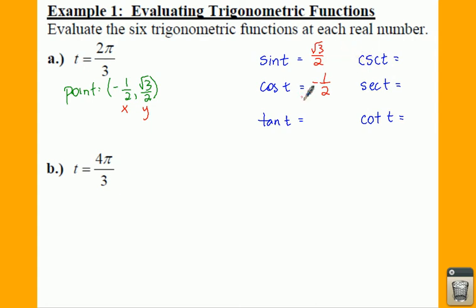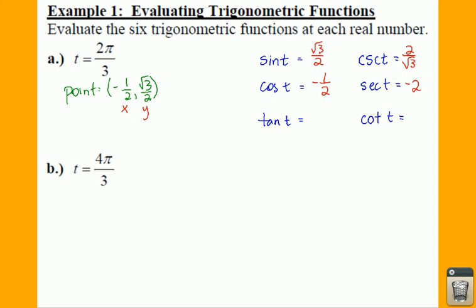So if we want to figure out what the inverses of those are, if sine of t is radical 3 over 2, cosecant is 2 over radical 3. The inverse of cosine, if cosine is negative 1/2, would be negative 2. Ta-da! Man, that's so easy. Oh wait, now we gotta do the tangent.